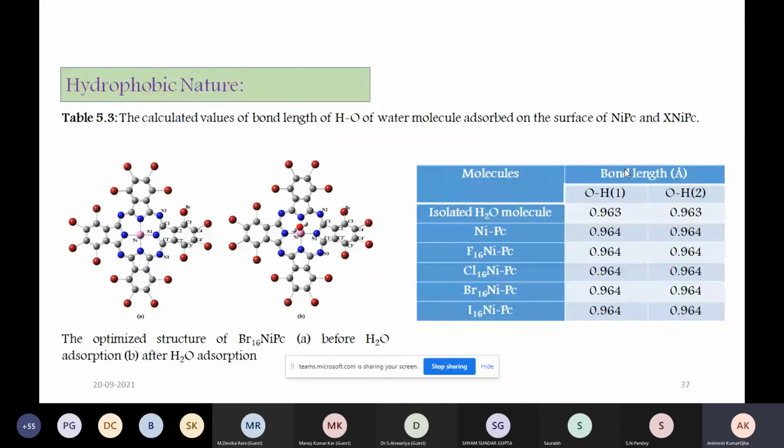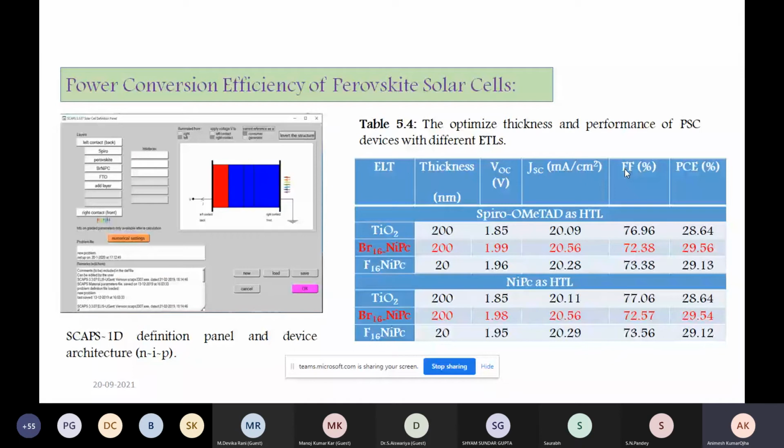Now, taking this as an ETL with bromine, because in the case of bromine the electron transport ability was very high, I simulated the power conversion efficiency of the solar cell. When you use titanium oxide as an electron transport layer of a certain thickness, the PCE turns out to be 28.64. And in the case of this newly designed molecule as an ETL, it has enhanced to 29.56.